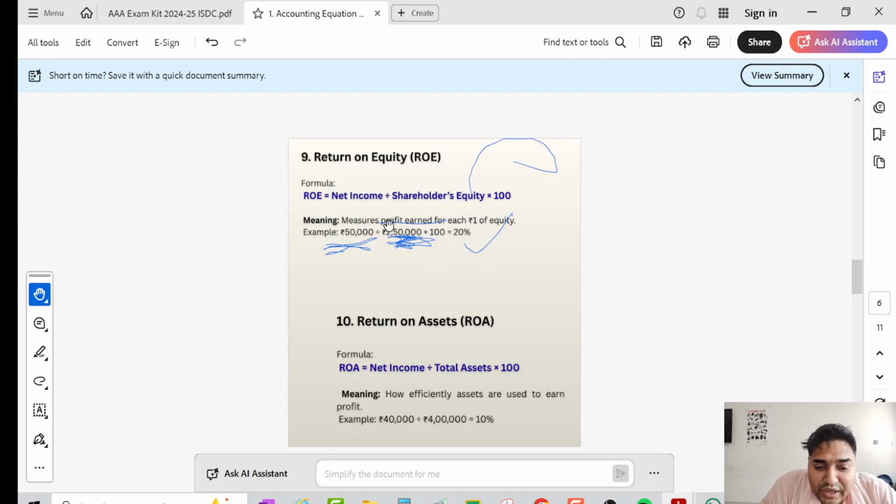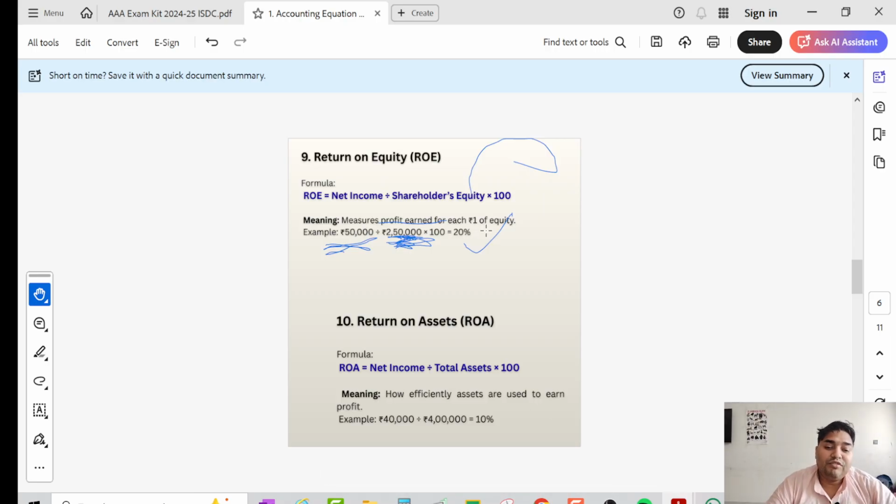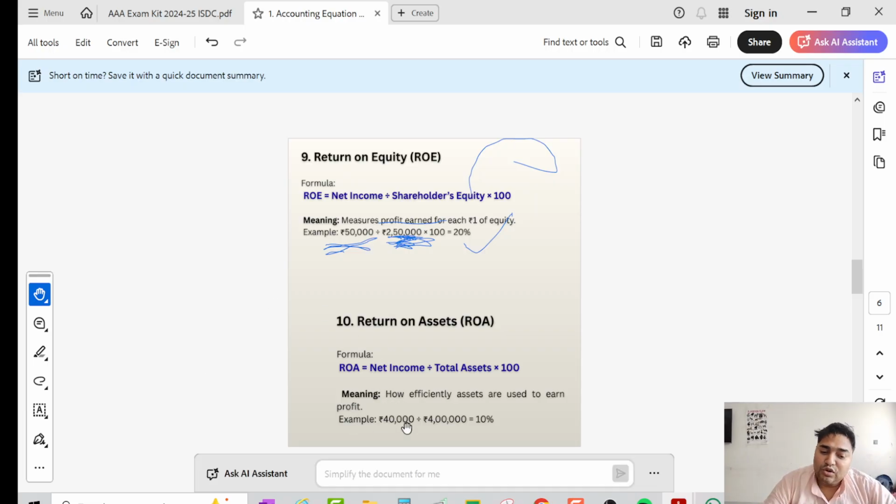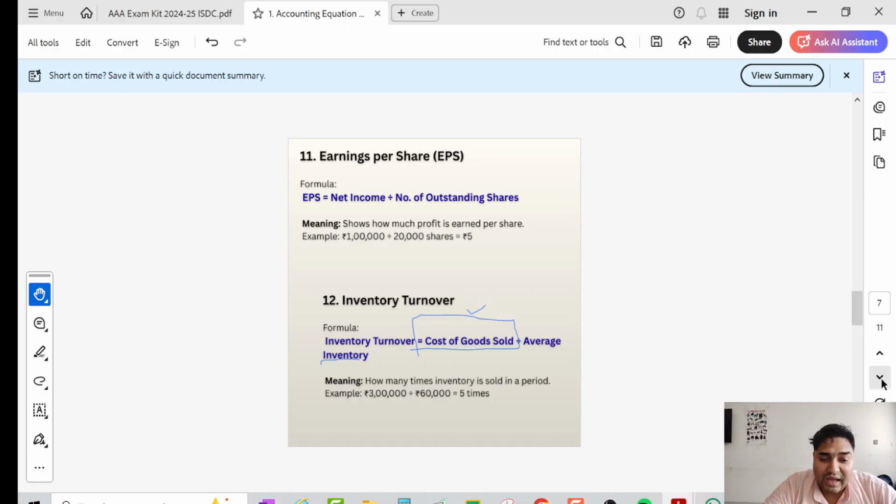Now return on equity. It measures the profit against 1 rupee of equity. In my example, 50,000 is the net income which the company earned against 250,000 of equity. It's 20%. Now, return on assets. It shows how efficiently we have used our assets. Net income is 40,000 against the total assets of 400,000. It means we are currently earning 10% return on assets.